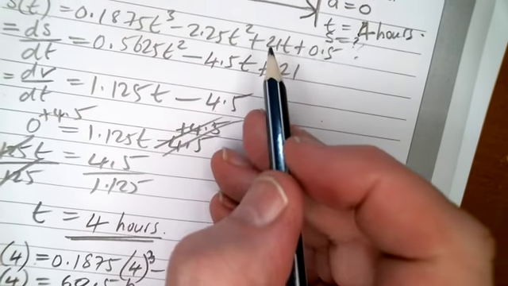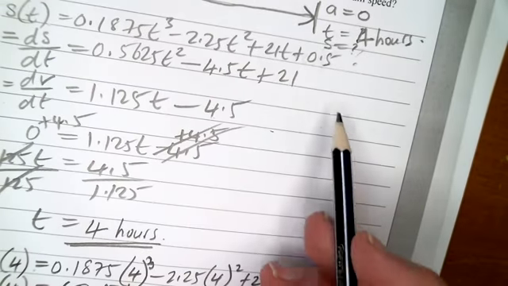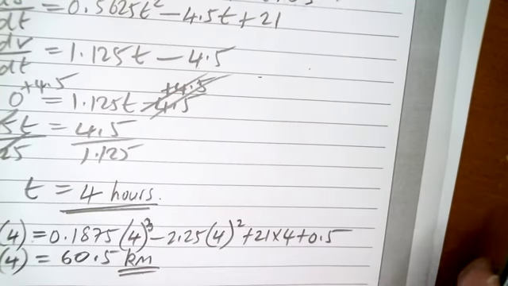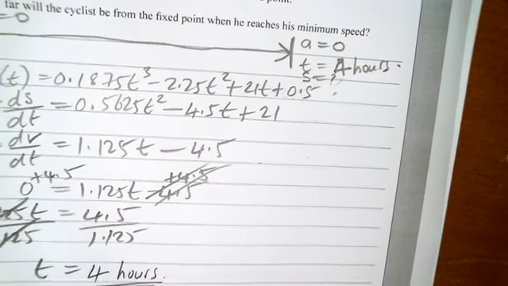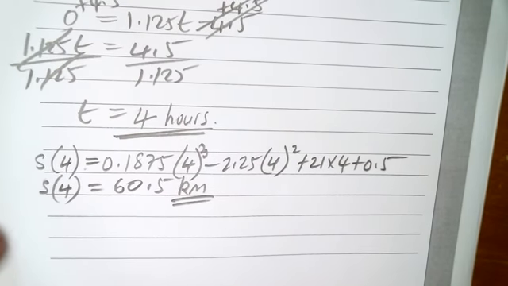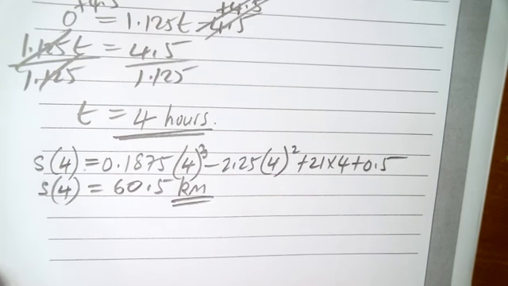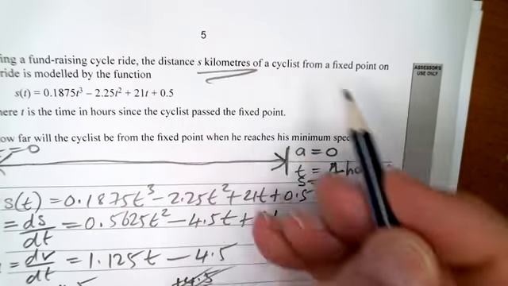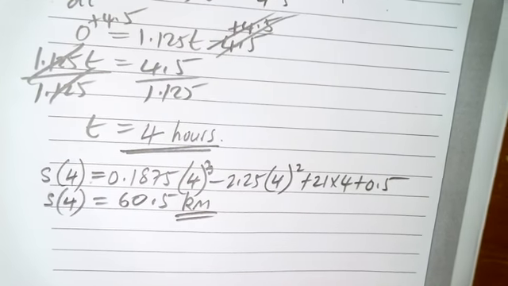Yeah, it should be, because he's not going to ride for 4 hours and go 60.5 meters. He's going to fall off his bike way before there. So the answer must be 60.5, presumably kilometers. Oh, it does say kilometers. I thought I saw that. All right, so there it is, and that's how I'd go ahead and do that.